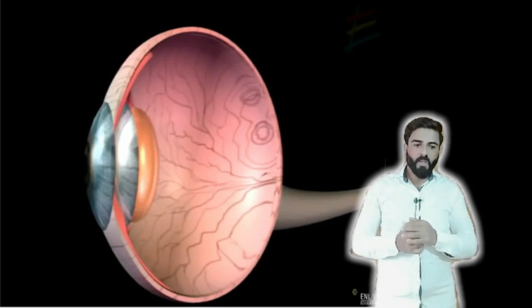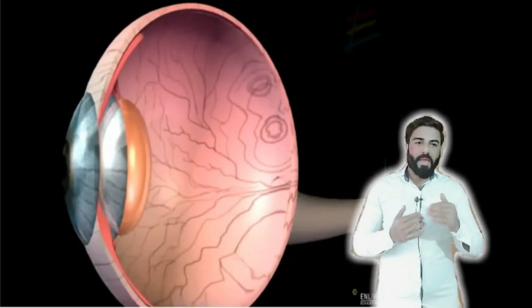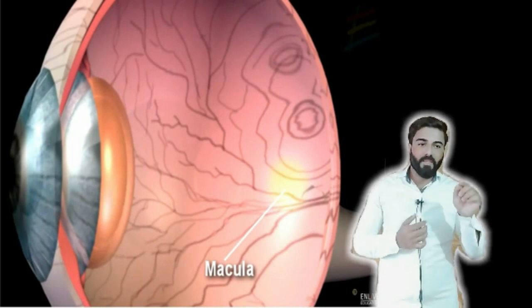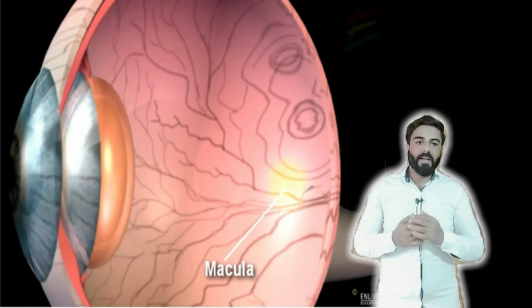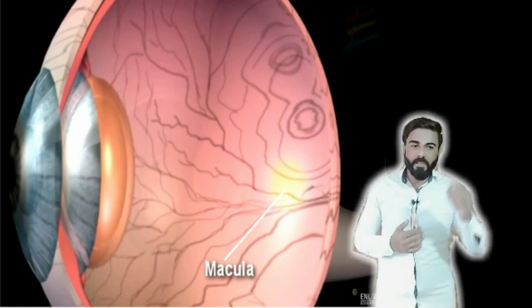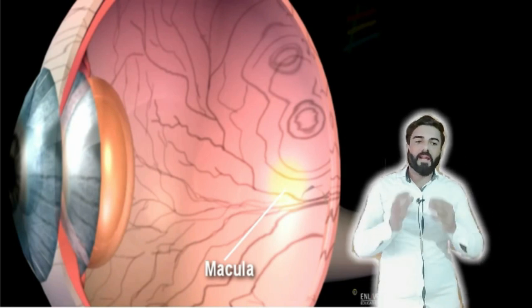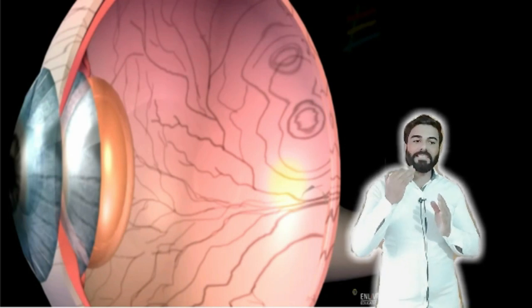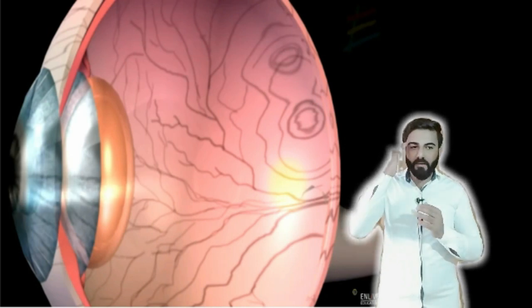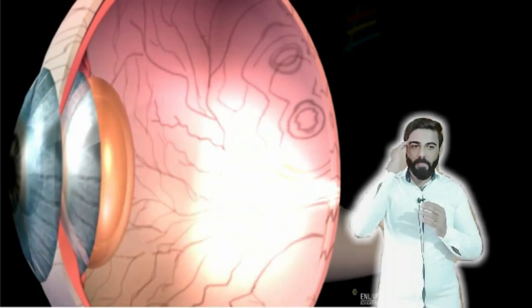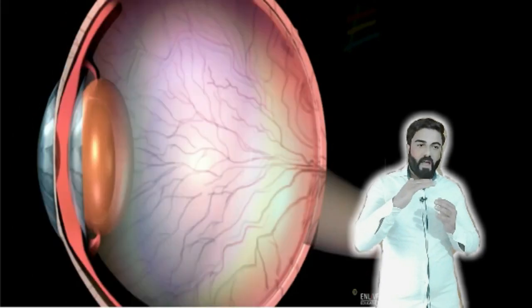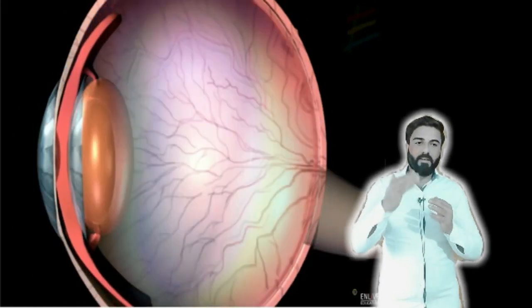Now talking about the macula. The macula is a very small area at the center of the retina. That gives us fine, pinpoint central vision. The area of the retina surrounding the macula gives us peripheral vision. The retina converts the light rays into signals that are sent to the optic nerve and then to the brain.